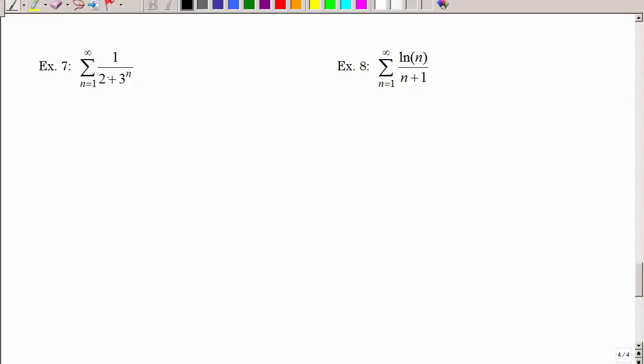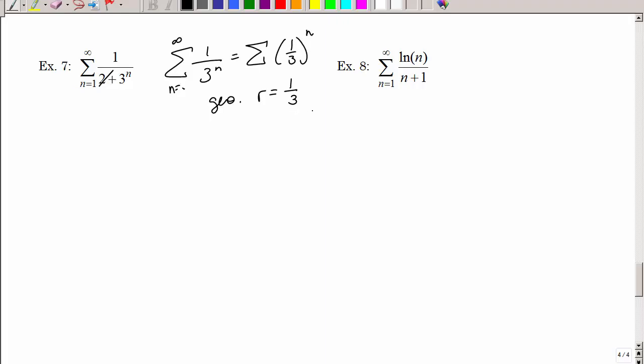All right, again, if we just get rid of all the extra numbers, we would have 1 over 3 to the n. Now, what kind of series is that? That is not a p-series. In fact, this is a geometric series where r is 1/3. Remember, you could rewrite this as (1/3) to the n power.